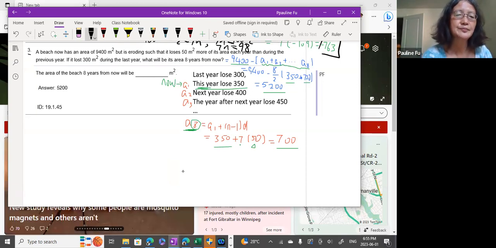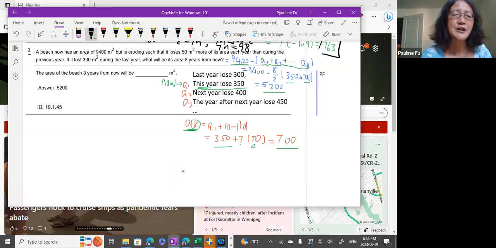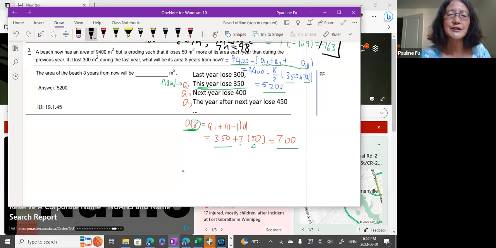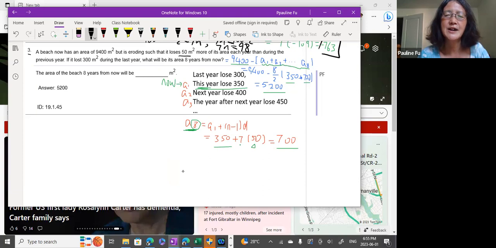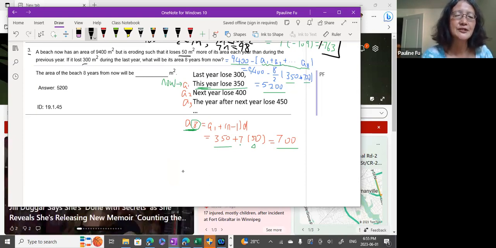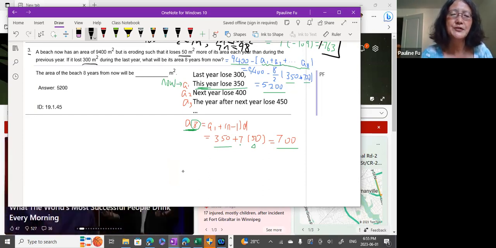Question 3. A beach has an area of 9,400 square meters, but is eroding such that it loses 50 square meters more of its area each year than during the previous year. If it lost 300 during the last year, what will be its area 8 years from now?